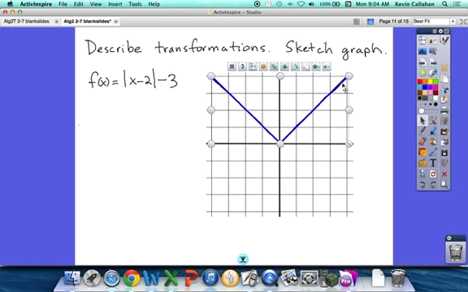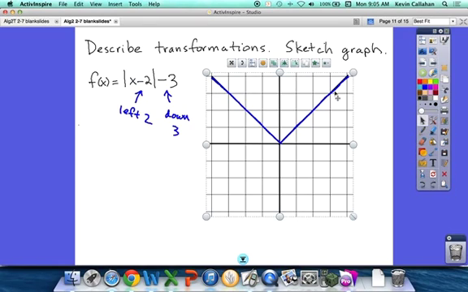So let's see. Well, it says to describe the transformations. So let's describe the transformations. What is this -2 doing inside the function? Is it going up, down, left, or right? What did we say? Inside the function was horizontal. Minus means left, right? So that is left 2. What is the -3 going to do? It's up or down. Minus means down, right? Down 3.